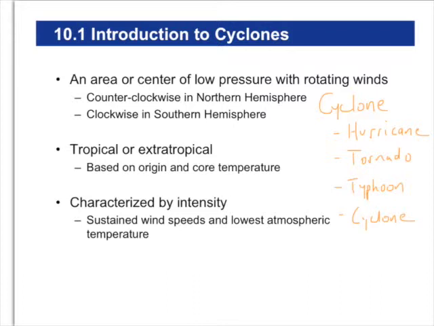All right, so the center of low pressure with rotating winds. And depending on which hemisphere it's in, it always spins a certain way. In our hemisphere, in the northern hemisphere, it always spins counterclockwise. And of course, it's opposite in the southern hemisphere. Clockwise. Let's make that a different color. Make that blue. All right, clockwise in the southern hemisphere. I'll explain why that is in just a second.